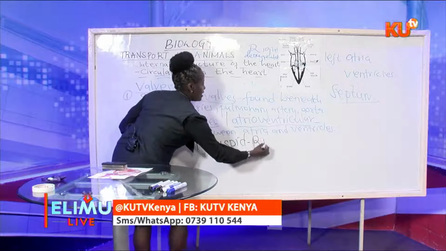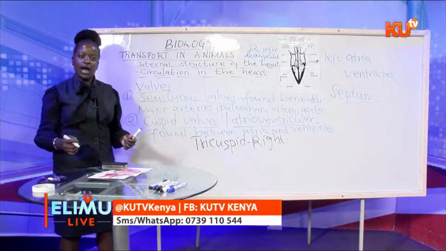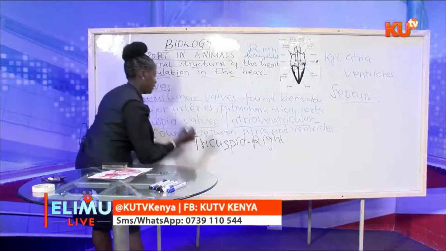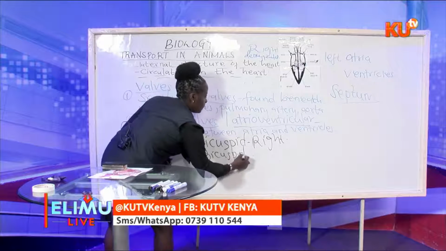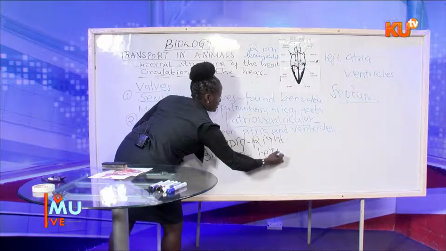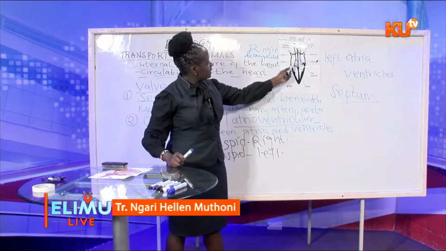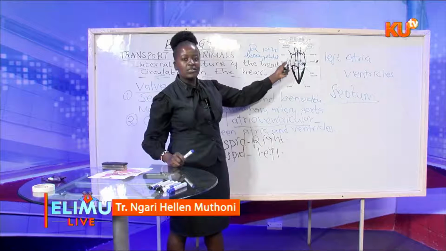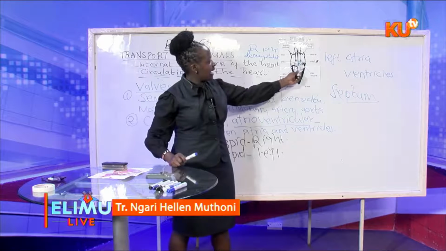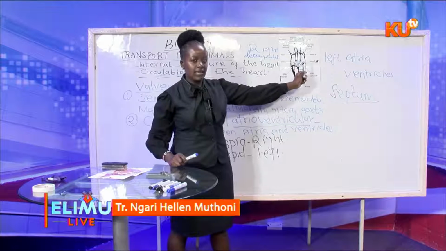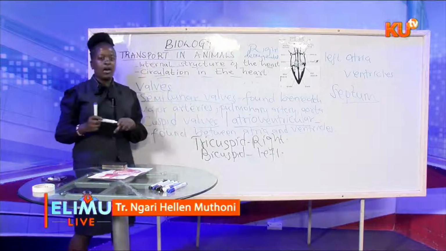They are on the right. The ones that are on the left are called bicuspid. So this one is a cuspid valve, and because it's on the right, it is tricuspid. This one is a cuspid valve, and because it's on the left, it's called bicuspid. I hope up to there we are together.